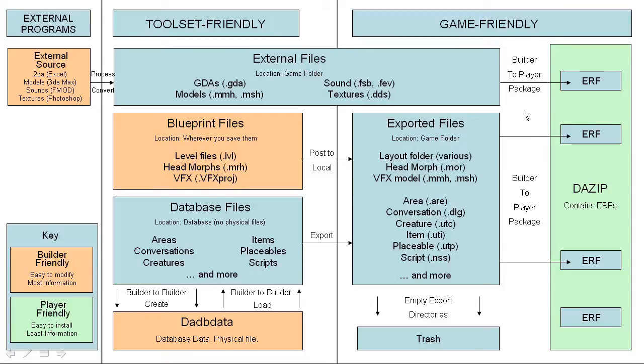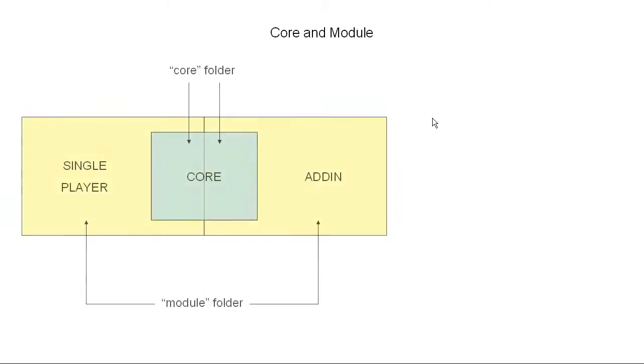Now, you might have noticed that there is something called a core folder and module folders, and wondered, well, okay, I understand sort of that they do different things, but you don't really know what they are. So the core folder is something which is used by every module. So the single player module will use the core folder, and any add-ins you do will use the core folder. These themselves are kind of the module, they have module folders which only affect their own module.